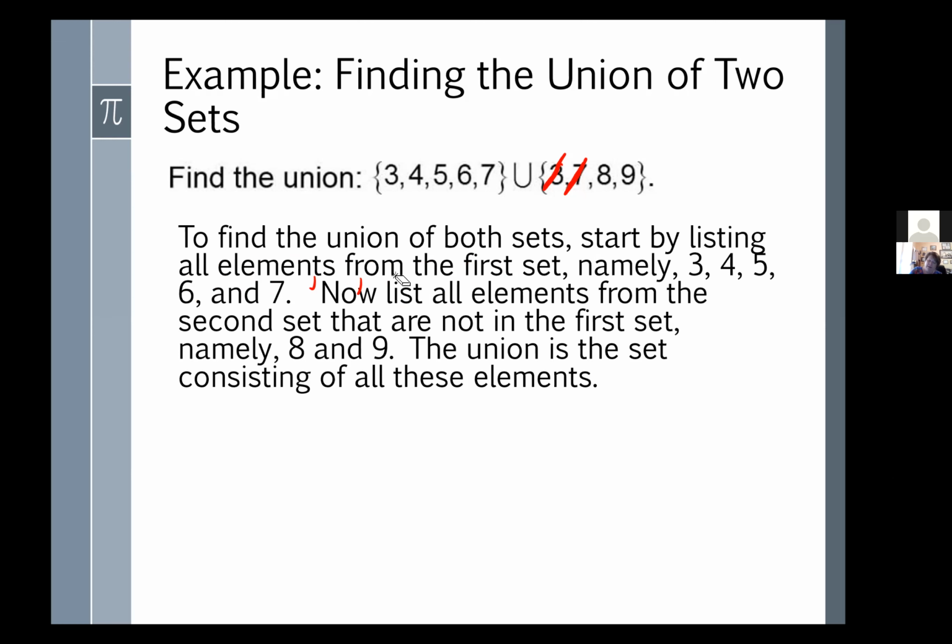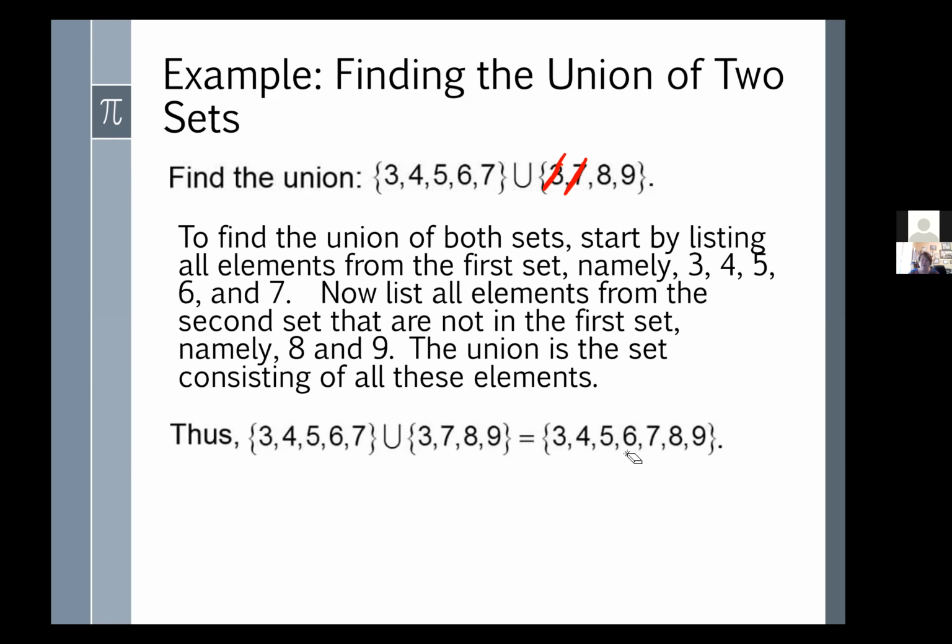So begin by listing all the elements in the first set, namely the 3, 4, 5, 6, and 7. Now list all the elements from the second set that are not in the first set, and that's the 8 and 9. And that's the union of these two sets. So the union of these two sets is the set that consists of the elements 3, 4, 5, 6, 7, 8, and 9.